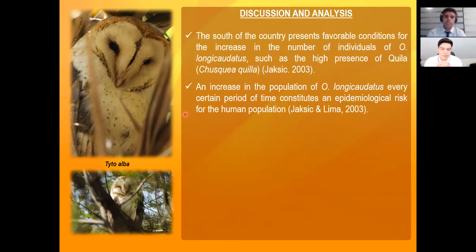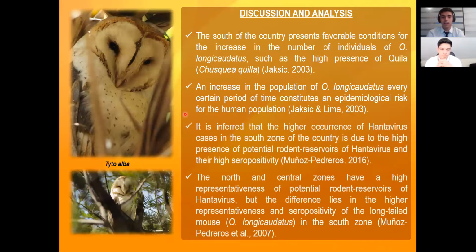What you have to know is that the south of the country presents favorable conditions both for Oligoryzomys longicaudatus and for the virus to stay outside of the host. The south has a very high density of Quila, a plant that might be used by the rodent as a refuge or as a food source. The temperature, the short time of light exposure, humidity, and the big number of human settlements allow the virus to stay outside of the vector for up to 13 minutes. So we can infer that the high number of cases in the south is due to the high representativity of the main vector, its high seropositivity in the south, and the favorable conditions for the hantavirus and its vector.